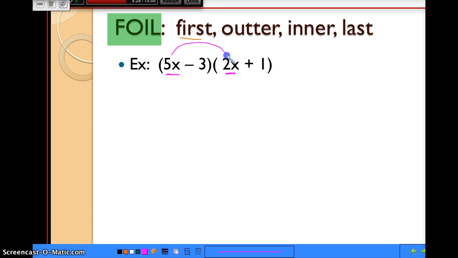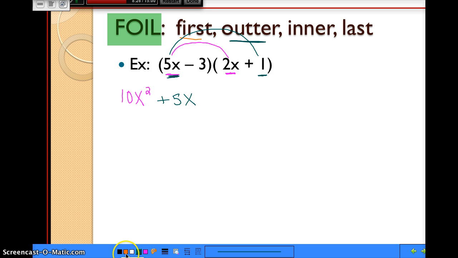So you're going to multiply these two. Those are the firsts. 5x times 2x is 10x squared. Then outers means that if you look at all four of these terms, kind of ignoring the parentheses, you would notice that 5x and 1 are on the outside of the four terms, so these guys are called the outers. 5x times 1 would give me 5x.